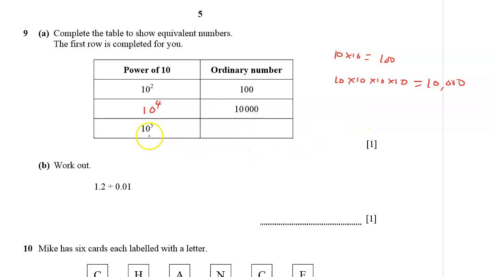And then this number 10 raised to power 5 will be 10 times 10 times 10 times 10 times 10. 1, 2, 3, 4, 5. Therefore, this is 1, 2, 3, 4, 5. So these are 5 zeros. So this is 100,000. So we have completed the table right there.